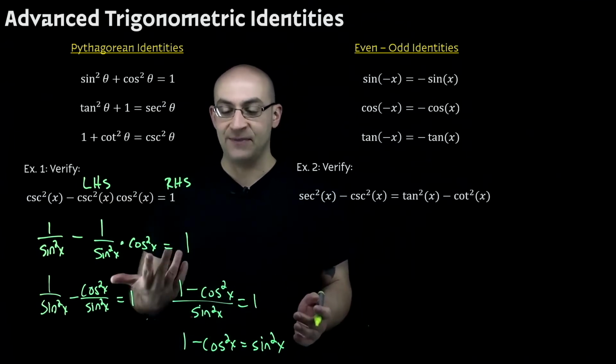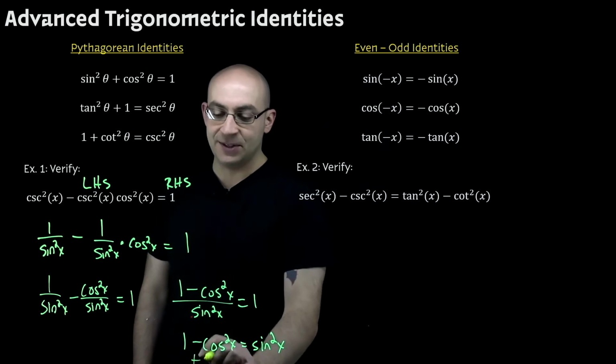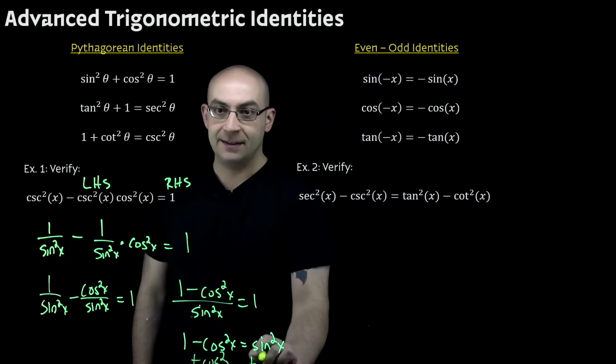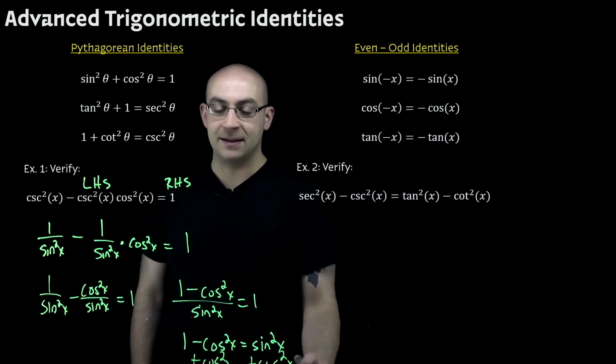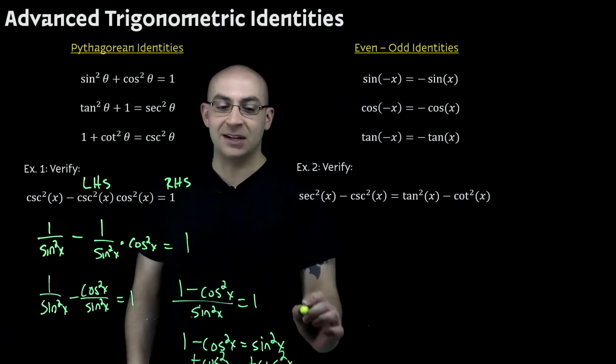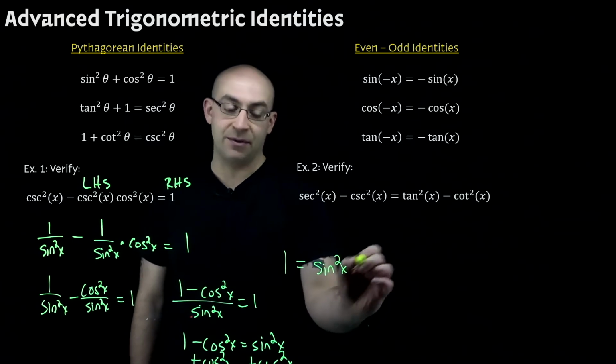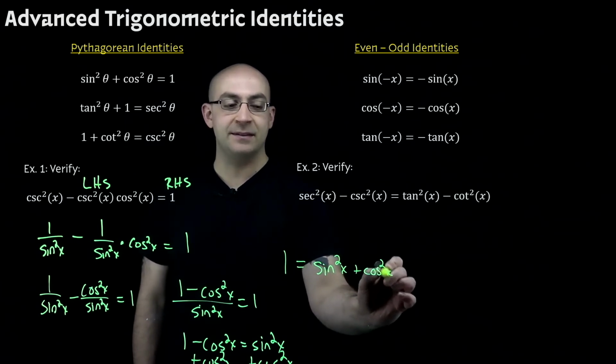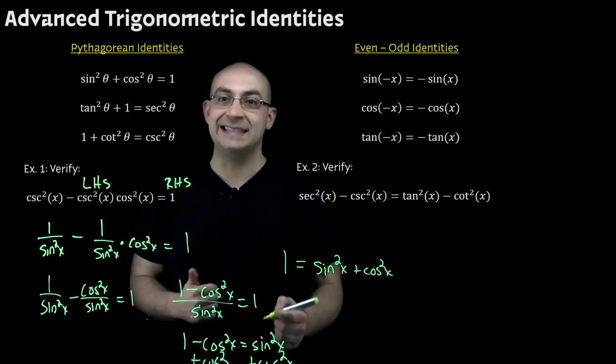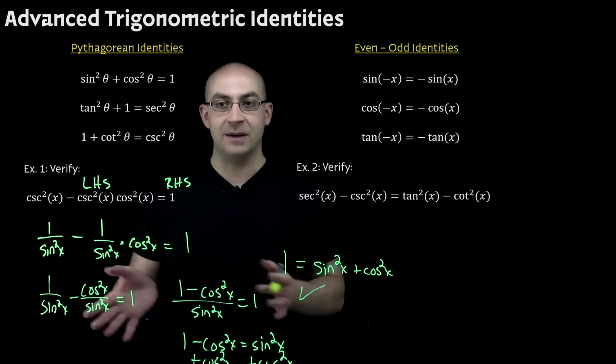Now, if you want to get really fancy about it, let's go ahead and add cosine squared of x to both sides. Oh, you can't see that. That sucks. Okay, so what I did was I added cosine squared of x to both sides. Now I have 1 equals sine squared of x or theta plus cosine squared of x or theta, which is the identity, and check mark, we're done. We have verified the identity.